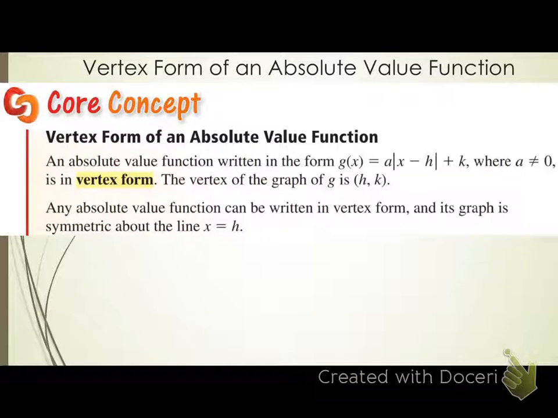You gonna write anything down? Oh, yeah. I'd probably have vertex form written down. Have what the vertex is. The vertex is h comma k. And I would know that the graph is symmetric about the line x equals h.